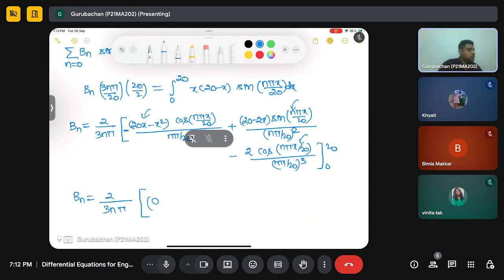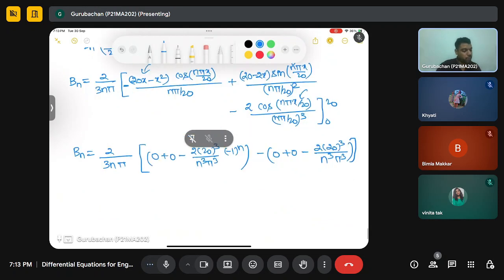So this will again become 0, sin n pi is 0, so this will be 0 minus, this will give you 2 times 20 cube divided by n cube pi cube cos n pi. Cos n pi means minus 1 to the power n. Okay, with negative sign, when you put 0, this will be 0, and this will be minus 2 into 20 cube divided by n cube pi cube. So this is your bn.